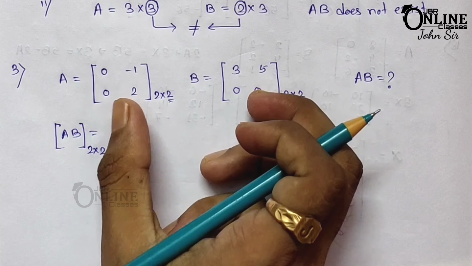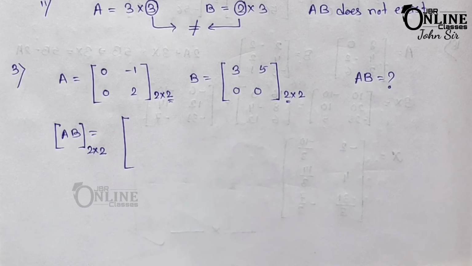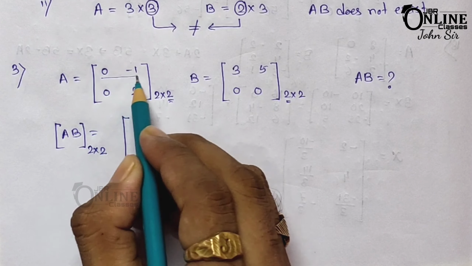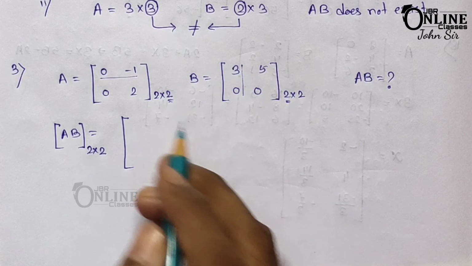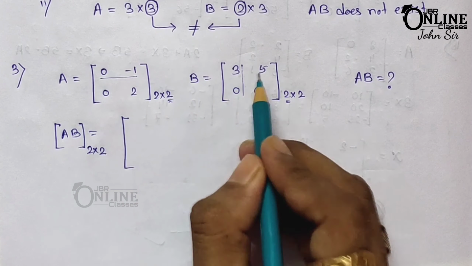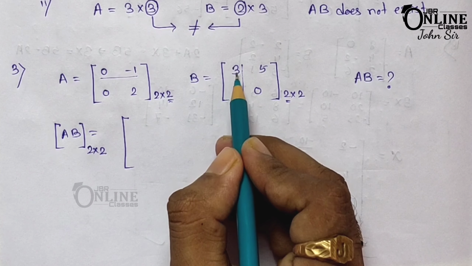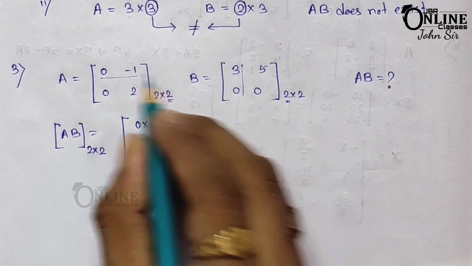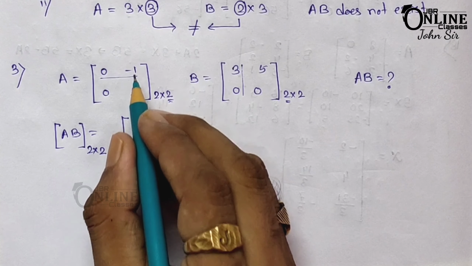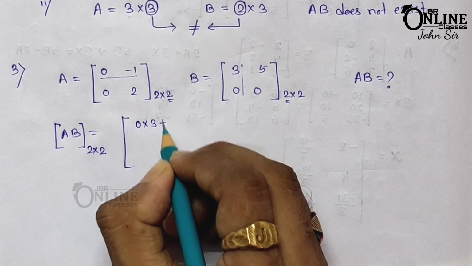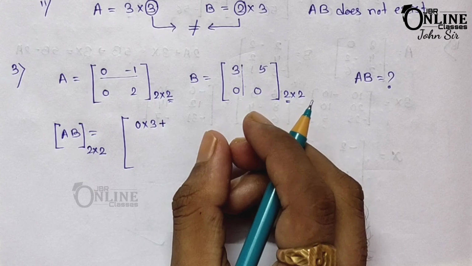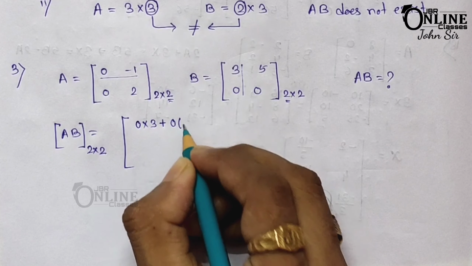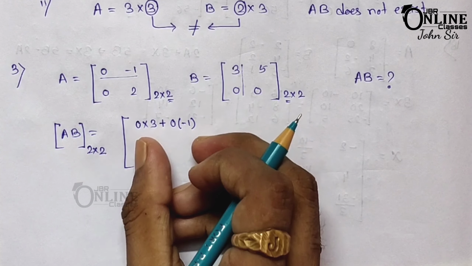Whenever you multiply two matrices, there is a formula or a pattern. First you have to multiply this row with this column. Remember that you have to multiply this row with this column. So here 3 will be multiplied with 0, so 3 into 0, and then 0 will be multiplied with minus 1. But in between you have to write down plus each and every time. So 3 into 0 plus, then 0 into minus 1. I hope it's clear.